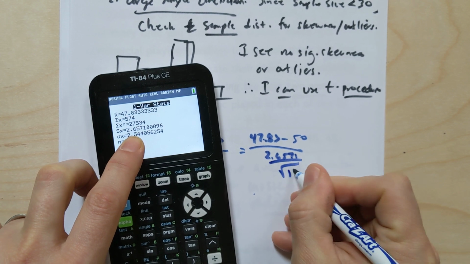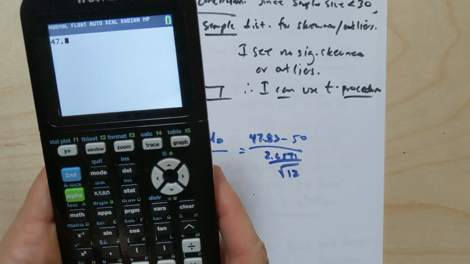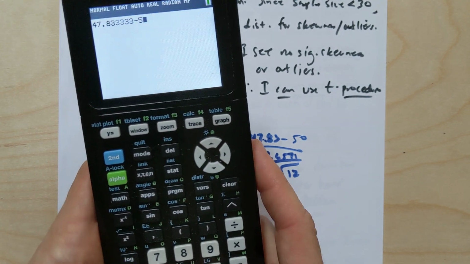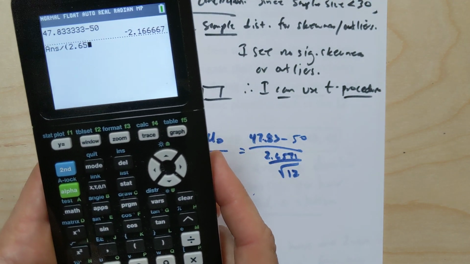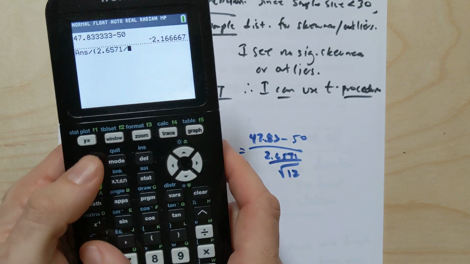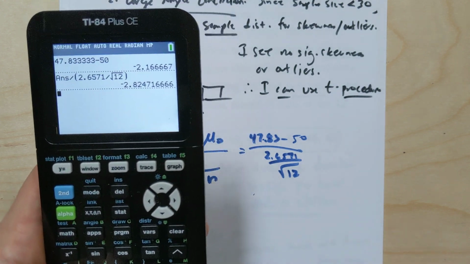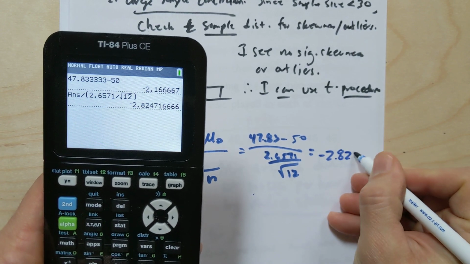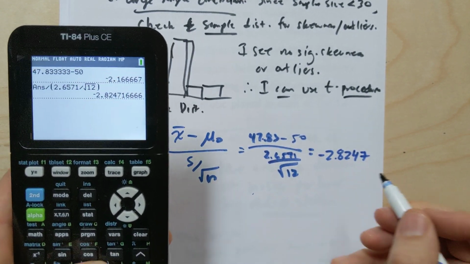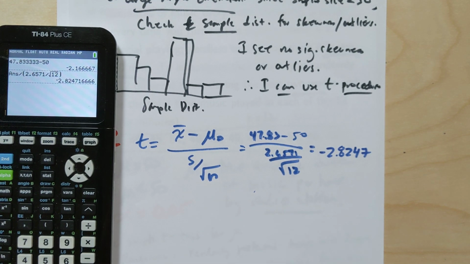2.6571 divided by the square root of 12, right? So if I put this in my calculator, I could do 47.83, remember there's a bunch of threes, minus 50, and then I'll divide that by 2.6571 divided by the square root of 12. Let me close parentheses, and I got a test statistic of negative 2.8247 approximately. And so that is my test statistic. Let me make that in red so you can see it. Boom, that's my test statistic.